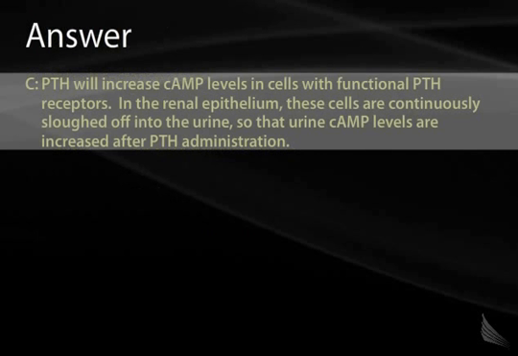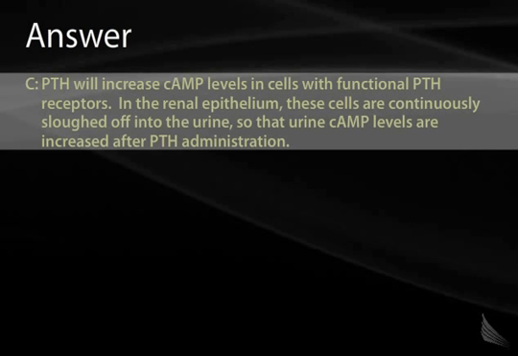The correct answer here is C, urine cyclic AMP levels. The reason is, as parathyroid hormone acts on G sub S on cells in the kidney, and as these cells are ultimately sloughed off, one can measure the production of cyclic AMP in the urine. This is the most direct measurement that we have of activation of G sub S on renal cells.